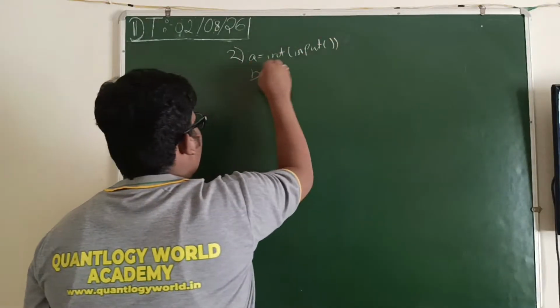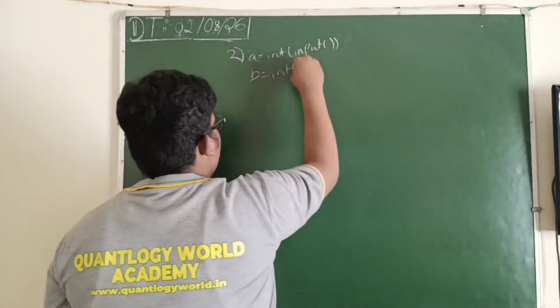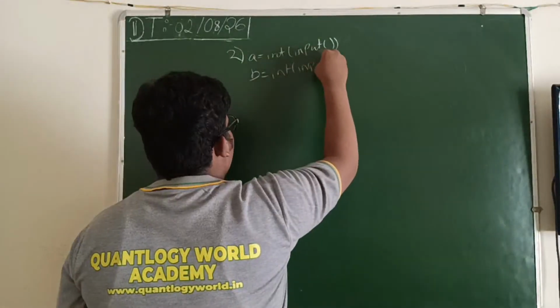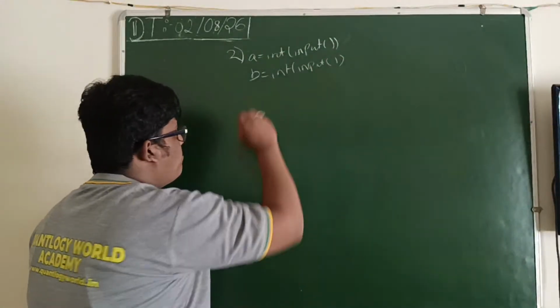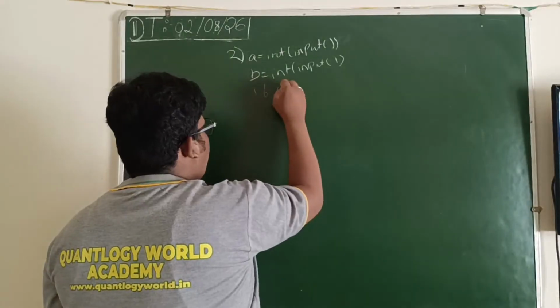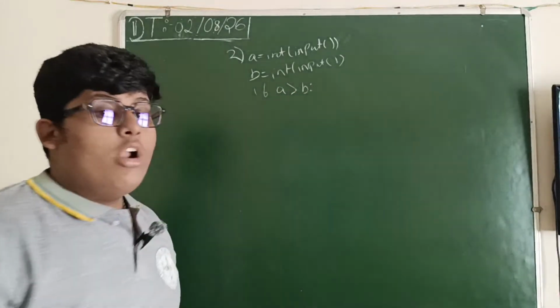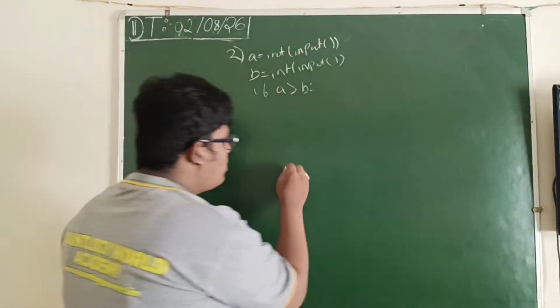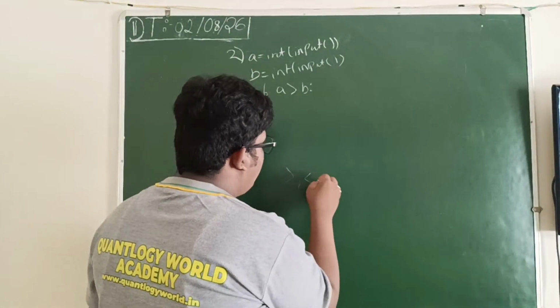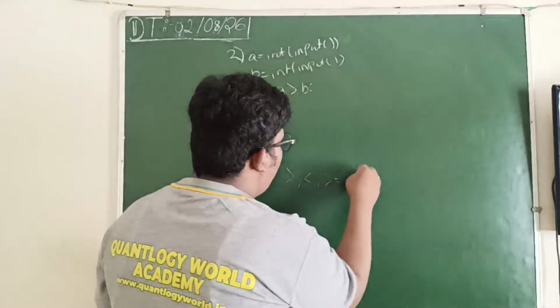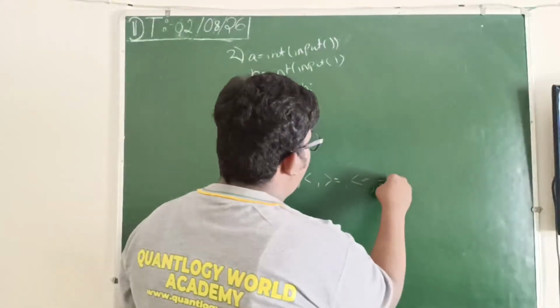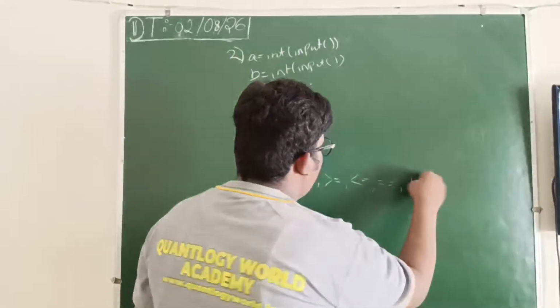A equal to int input, B equal to int input. Again we inputted two numbers as integer data type. If A greater than B, this greater than symbol is called a relational operator. What are the relational operators? Greater than, less than, greater than equal to, less than equal to, double equal to, and not equal to.